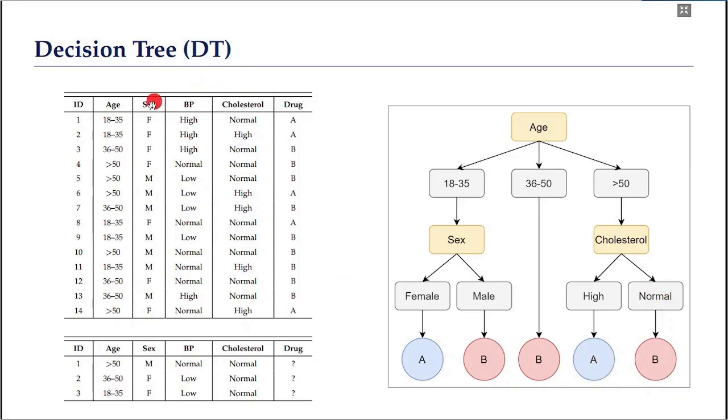So here, for example, we have four variables: age, sex, blood pressure, and cholesterol level. In constructing this decision tree, we can see that blood pressure has no impact in predicting the outcomes, or in predicting the drug. Therefore, one of the advantages of the decision tree is that it can be used as a feature selection method.